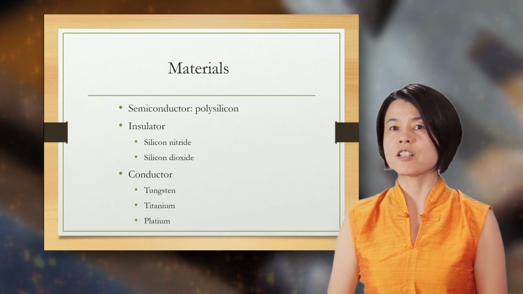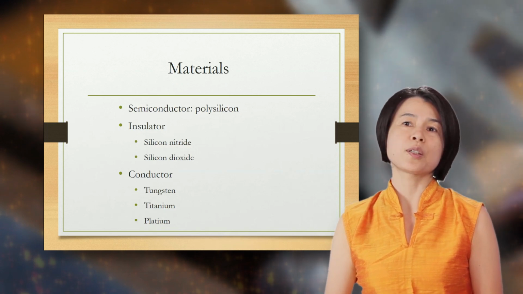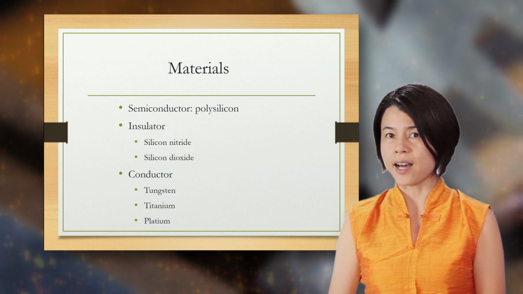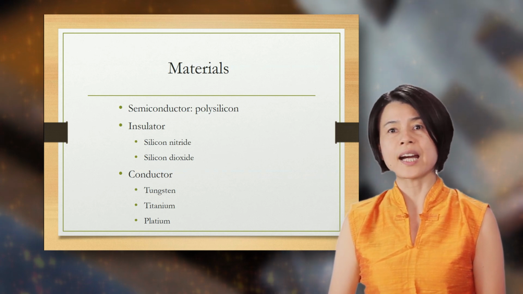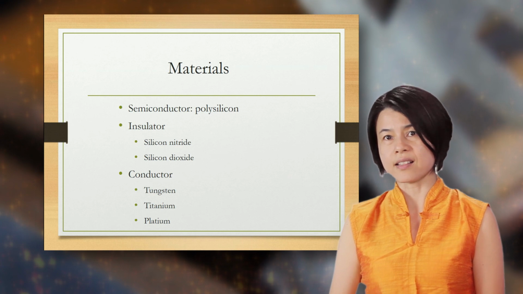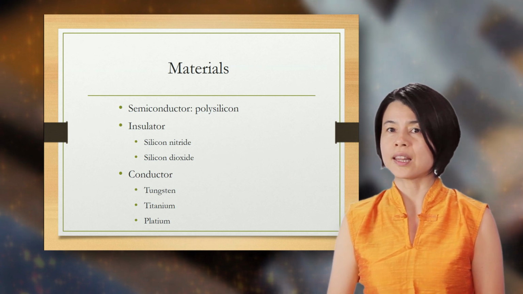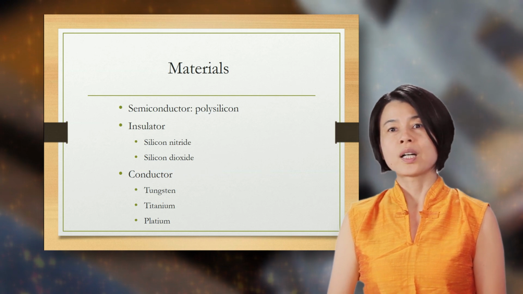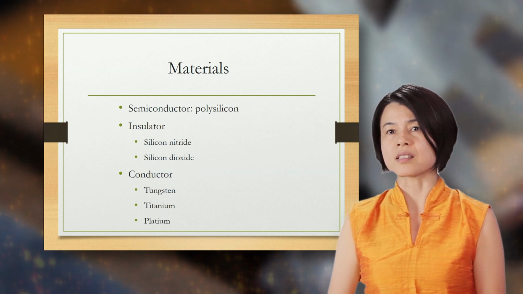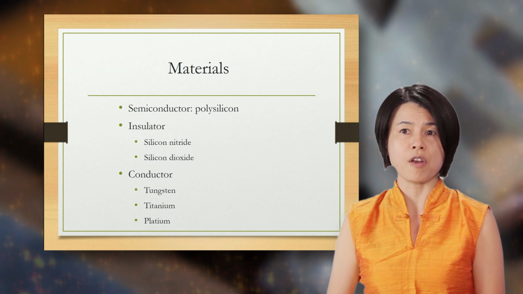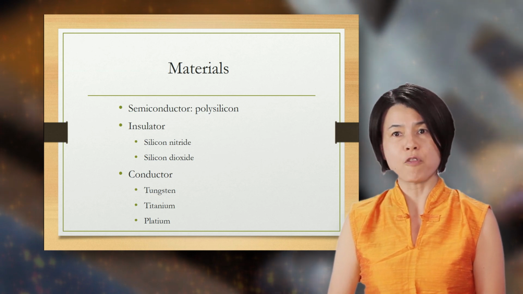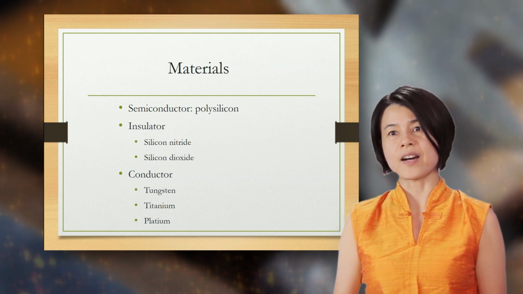Okay, as you may see over here, there are a lot of materials. They include semiconductors like polysilicon, insulators like silicon nitride and silicon dioxide, and conductors like tungsten, titanium, and platinum. So, a lot of materials can be deposited on the surface of silicon wafer to serve as a key component in our smartphones, cameras, and game devices.